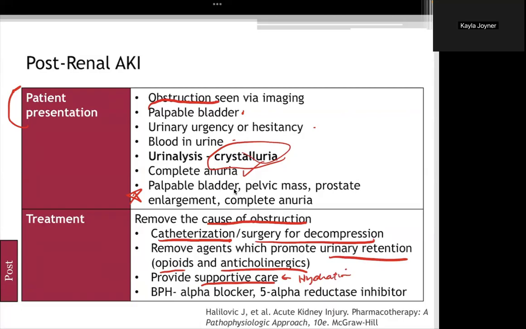And then, if the patient specifically has benign prostatic hypertrophy, or BPH, you can consider giving an alpha blocker like tamsulosin or 5-alpha reductase inhibitors such as finasteride. Alpha blockers usually act quicker versus the 5-alpha reductase inhibitors act longer. You'll learn more about these in special populations in your P3 here.